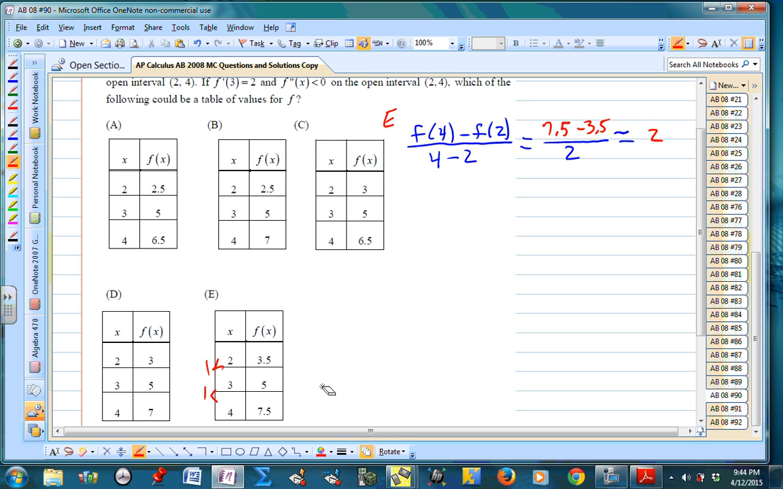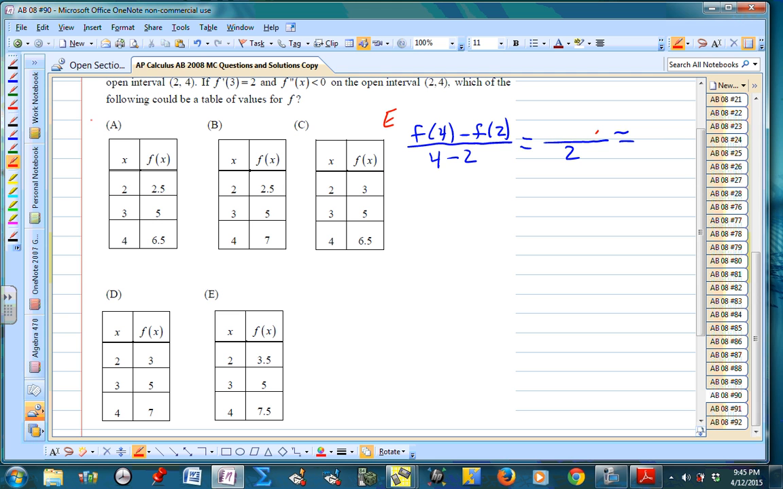So of the answers, A, B, and C look like they might be in contention, but A is the only one that has a rate of change that matches the description in the problem statement. So we'll go with answer A.